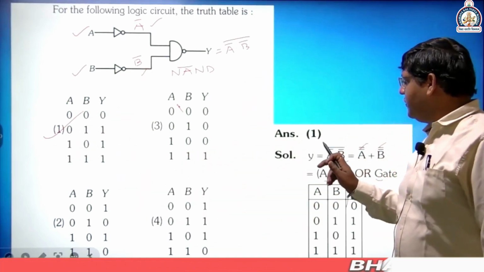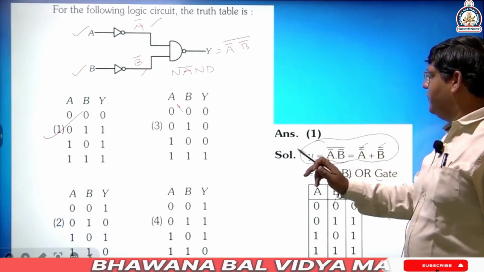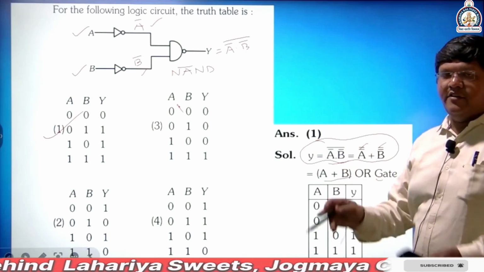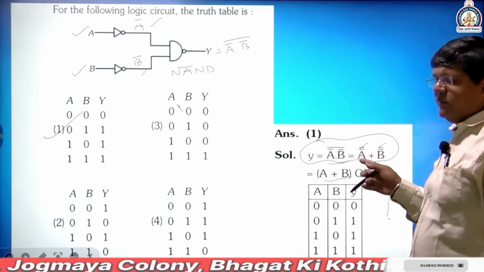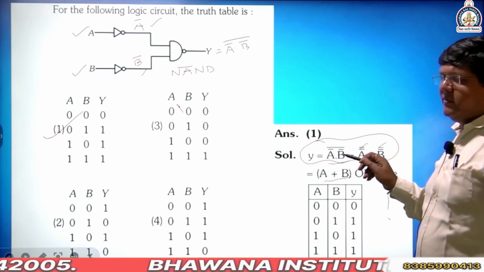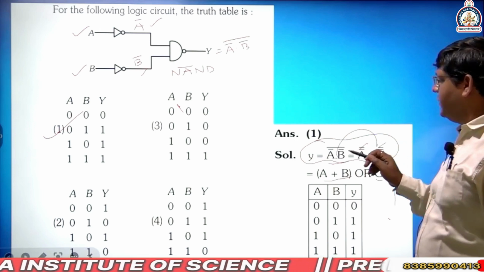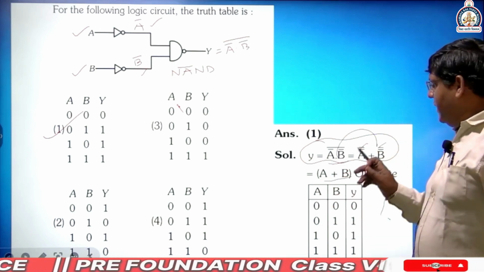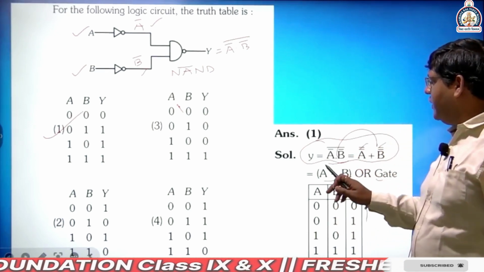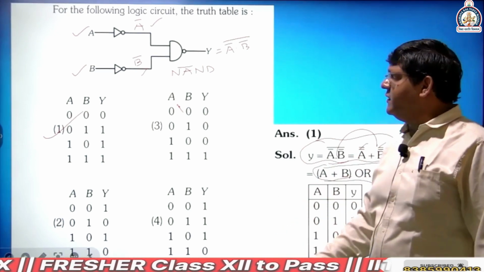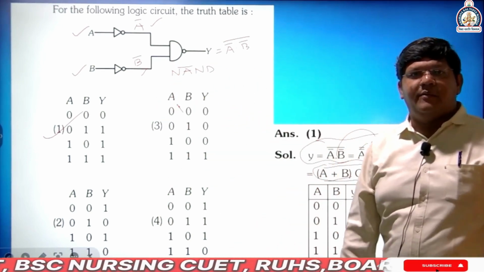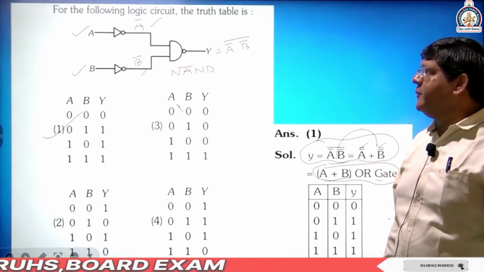This procedure is due to De Morgan's theorem of logic: the overall bar is split into both the terms, and both the terms get a double bar, and the sign changes. If it is multiply, it is converted into plus, and if it is plus, it is converted into multiply, and the double bars cancel out each other. So the required output is A plus B, which is the output of an OR gate. That's why this complete circuit can be replaced by a single gate, that is the OR gate.